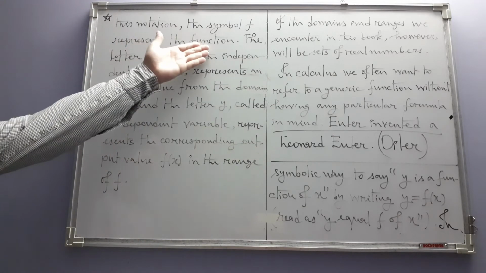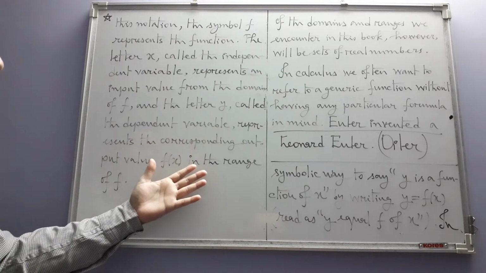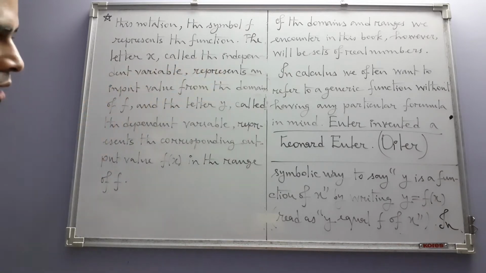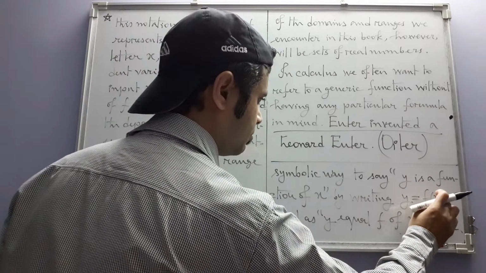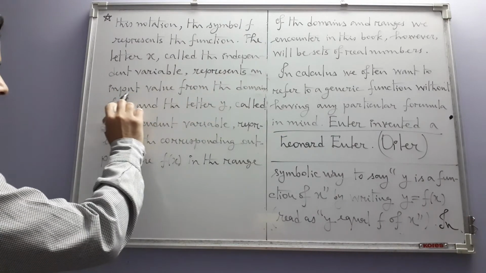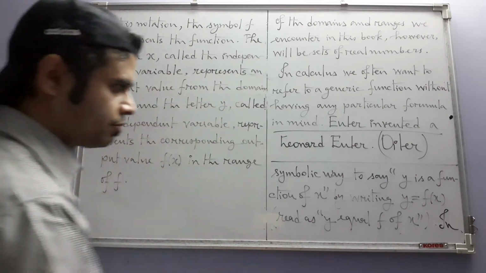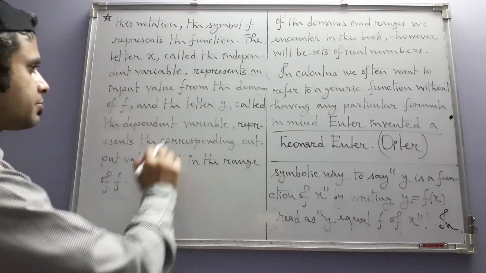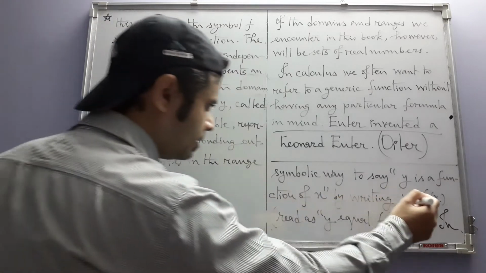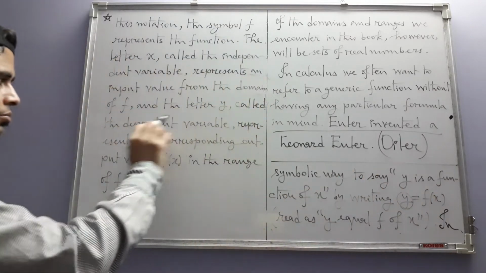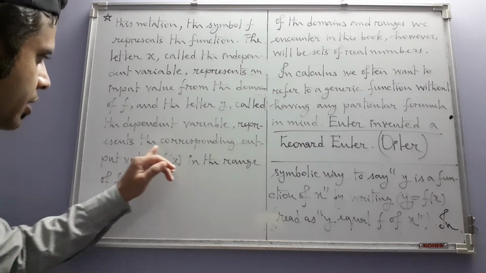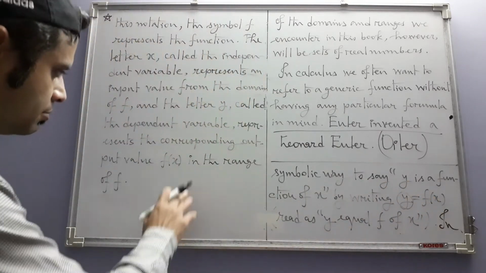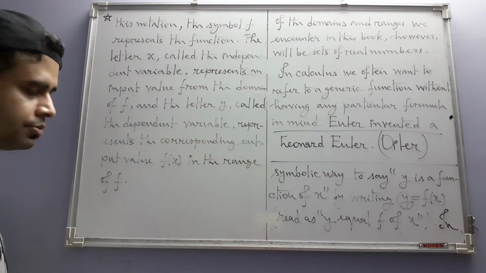So this statement contains everything about the function. The letter x, called the independent variable, represents an input value from the domain of f. From the domain, the values of x will be chosen, and the letter y, known as the dependent variable, represents the corresponding output value, which is nothing but f of x in the range of f.